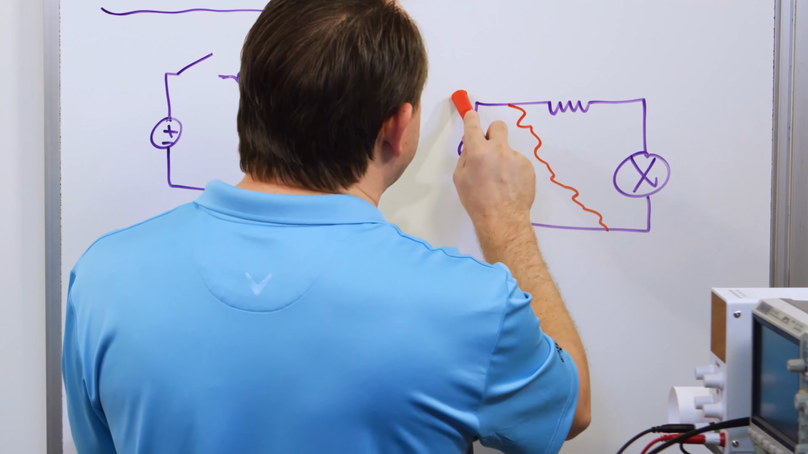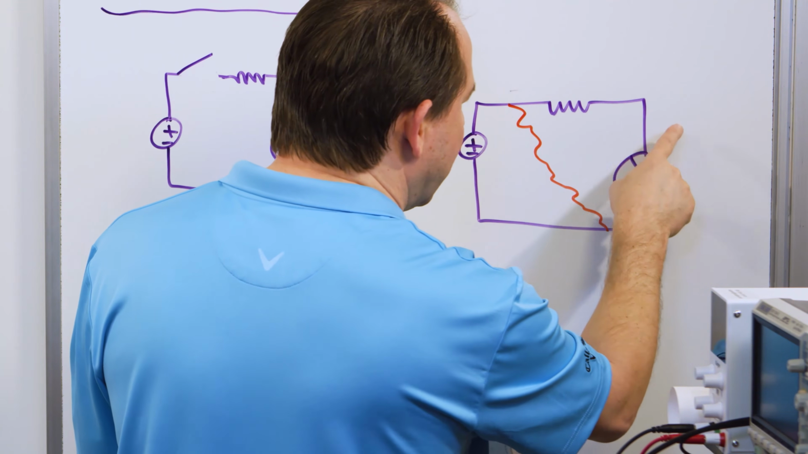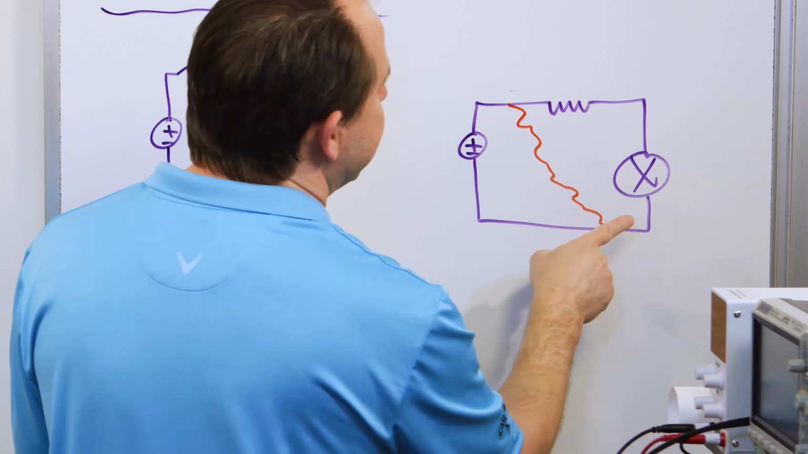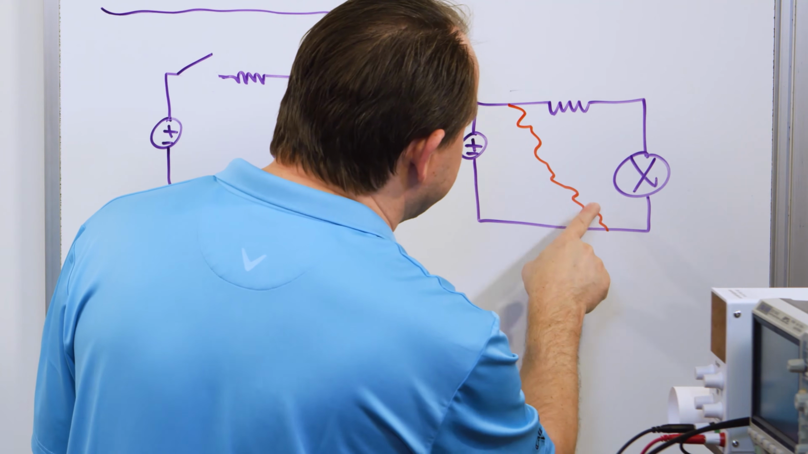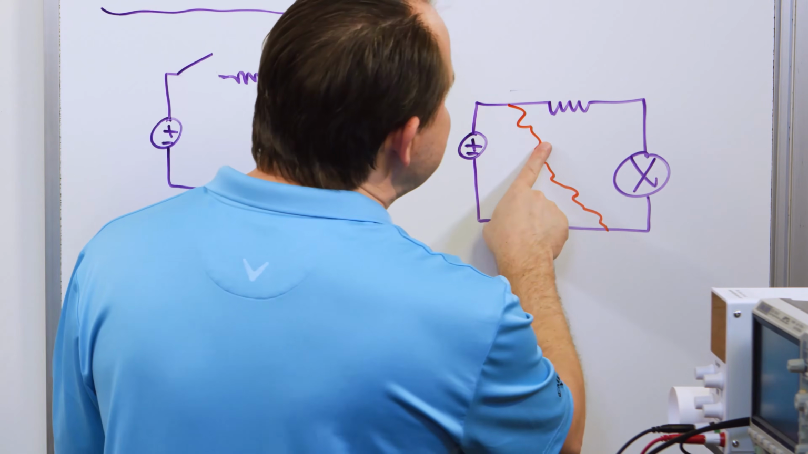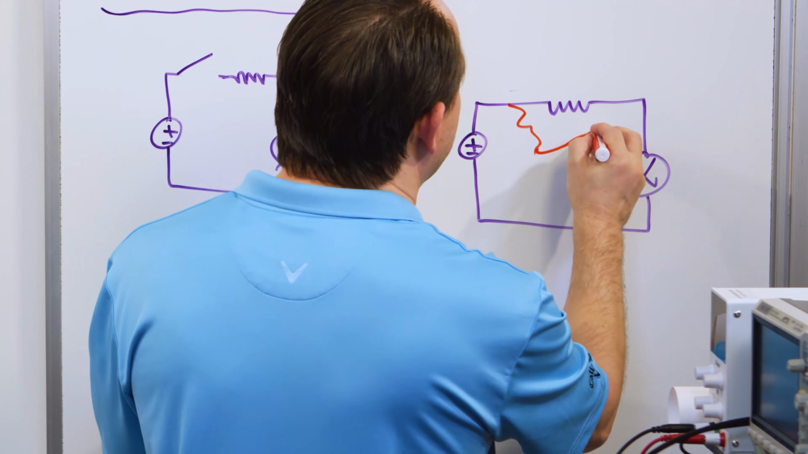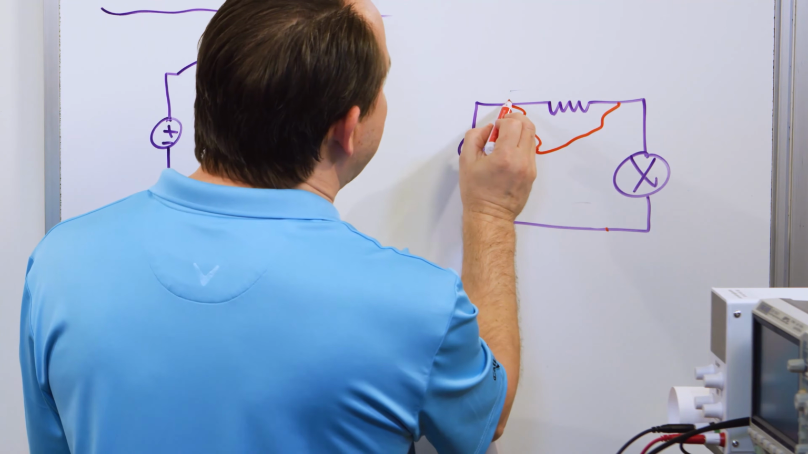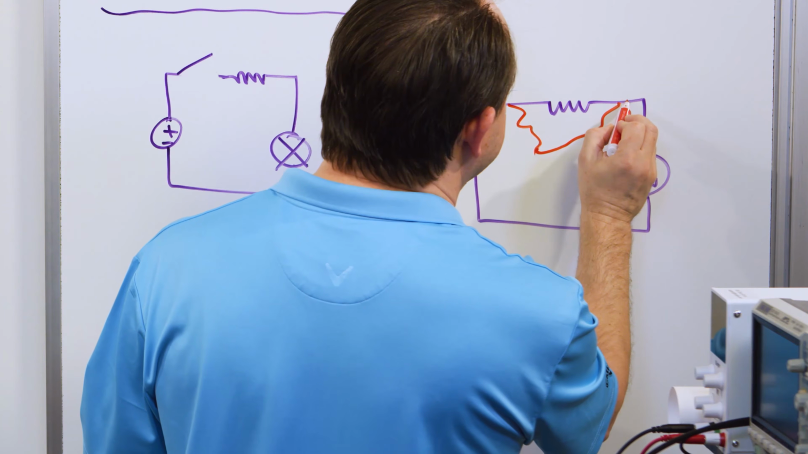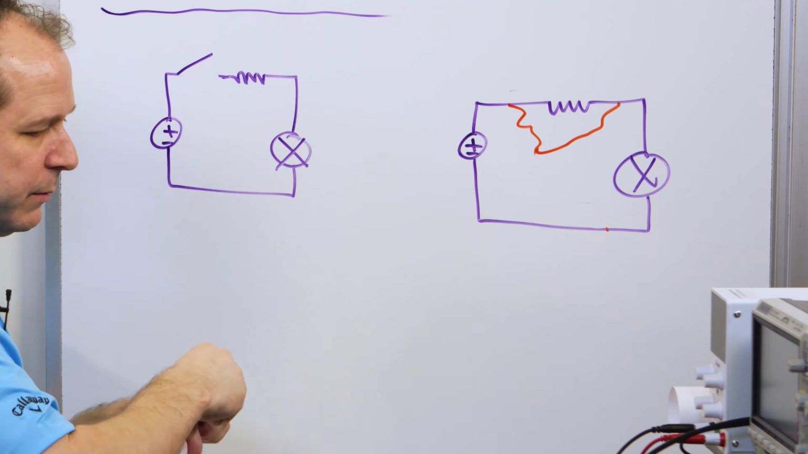Then when the current gets here, instead of going through this over here, it basically goes through the short circuit and a lot of current starts to flow, which can burn up your power supply. Now, in our case, our short circuit wasn't connected like that. It was connected around the resistor. So the current got here and just bypassed the resistor. That caused an increase of current, which burned out our light bulb.